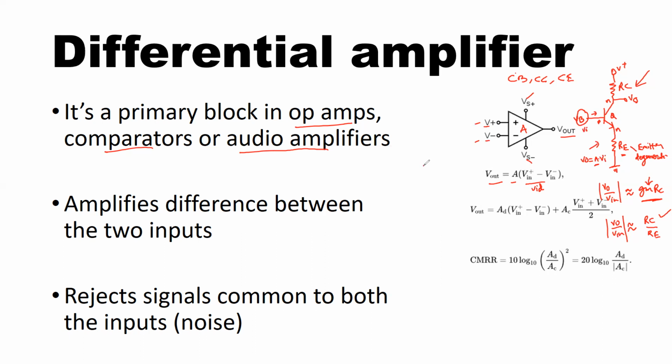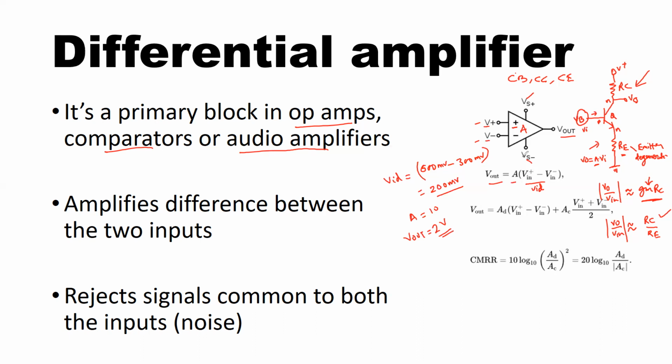So let's say you have 500 millivolts at the positive pin, and 300 millivolts at the negative pin. The difference VID would be equal to 200 millivolts. And if the gain of the amplifier is 10, for example, then your Vout would be equal to 200 millivolts multiplied by 10, that is 2 volts. So this is how your differential amplifier will work.